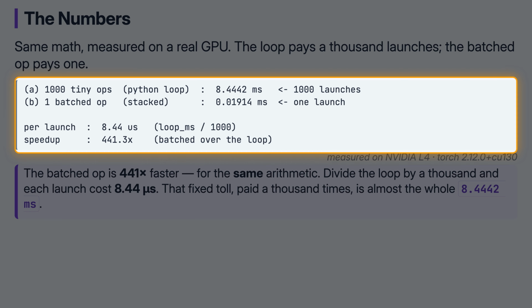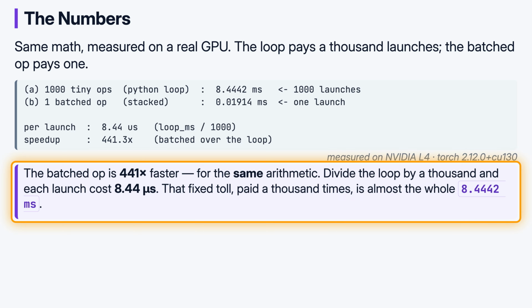Look at the numbers measured on a real GPU. The Python loop takes 8.44 milliseconds. That is 1,000 tiny ReLUs, 1,000 launches. One batched ReLU takes 0.019 milliseconds. That is one launch. Divide the loop by 1,000. Each launch costs 8.44 microseconds. That is the fixed toll.